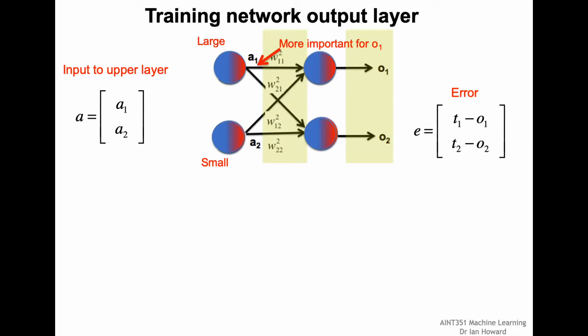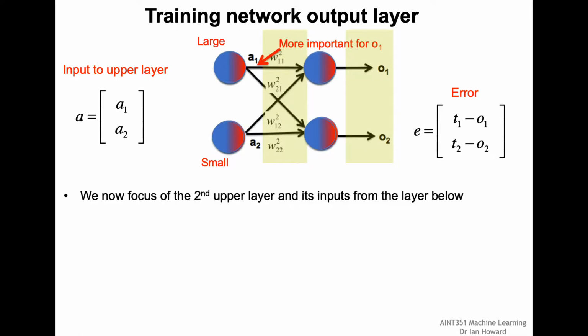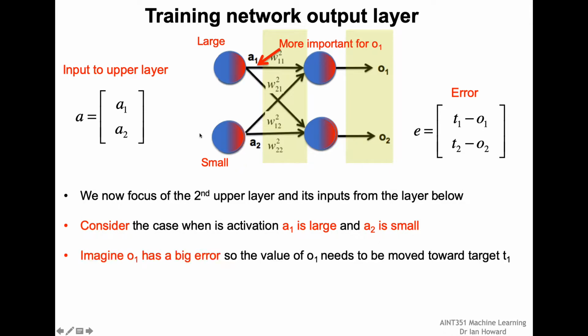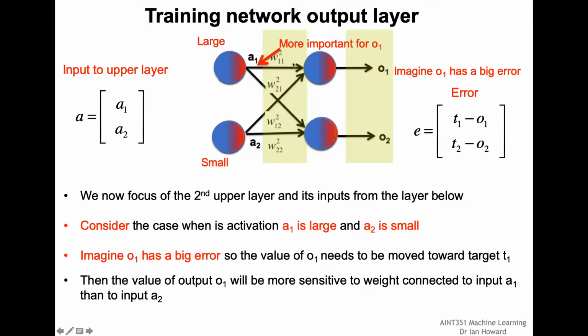So let's think about the output layer again. We're now going to focus on this output layer, and we've just basically zoomed in on just that part here. Let's now assume the situation as follows: we have a large activation on this node A1, a small one on A2, and we're going to imagine there is a large error at output 1. So in other words, output 1 needs to be moved closer to the target value. So we need to make that bigger.